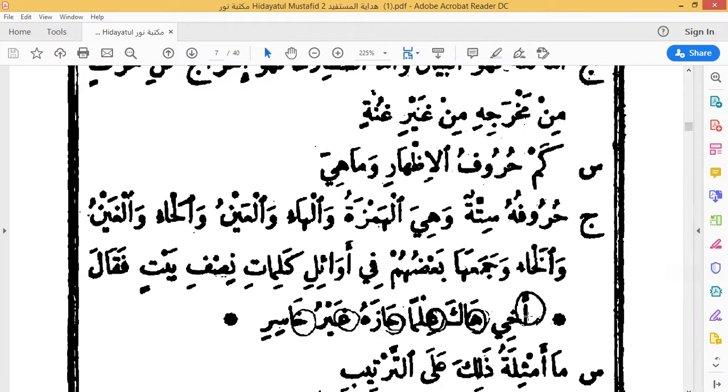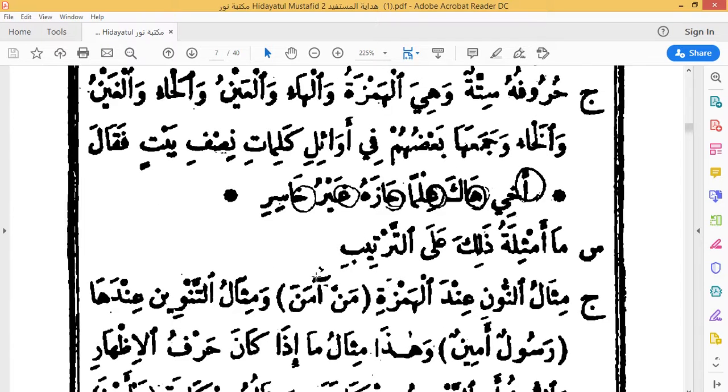So if you look at the poem and if you look at the book, you see the letters have been circled. Hamza here, Ha here, Ain here, Ha here, Ghain here, and Kha here. So these are the letters of Izhar.